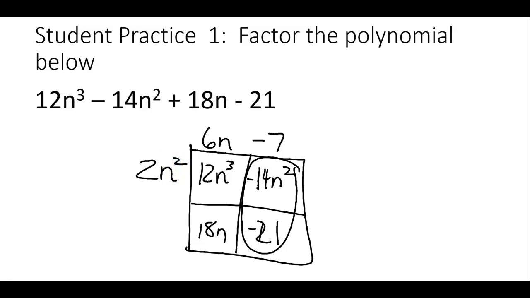All right, let's look at our next one. Alondra, what can I take out of these two? 3, yeah. All right, and then I'm going to check my work just to make sure it works. This times this makes this, yeah. This times this makes this, yeah. This times this makes this, yeah. And so we're good.